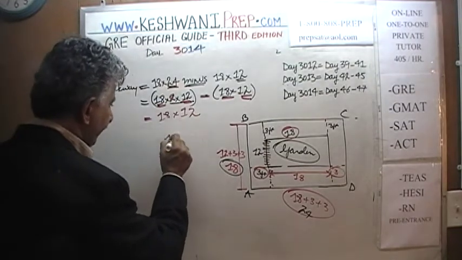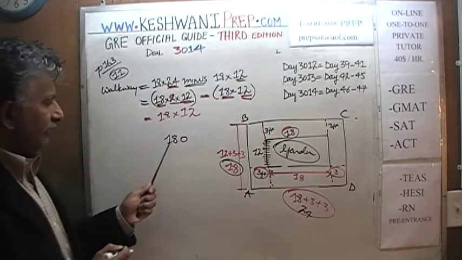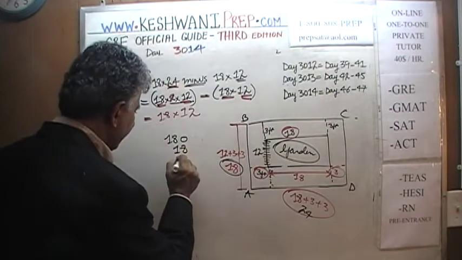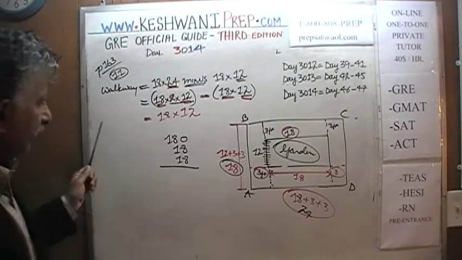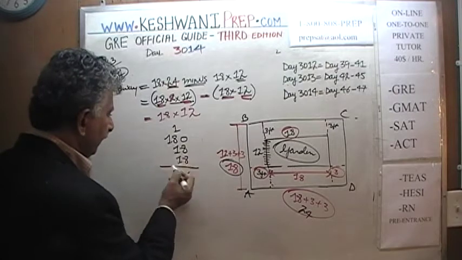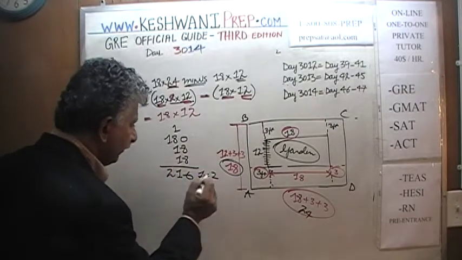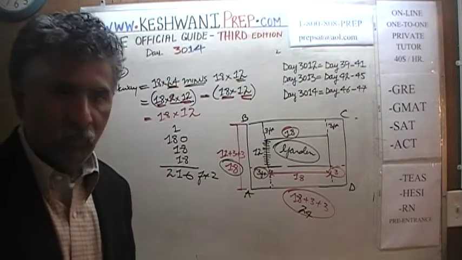18 times 10 is 180. We need 2 more 18s, 18 and 18. See, 10 18s, another 18, that's 12 18s. 8 plus 8 is 16, 6 carry 1. 10 plus 1 is 11, and 2. There we go. 216 square feet is the answer. That's the area of the walkway.